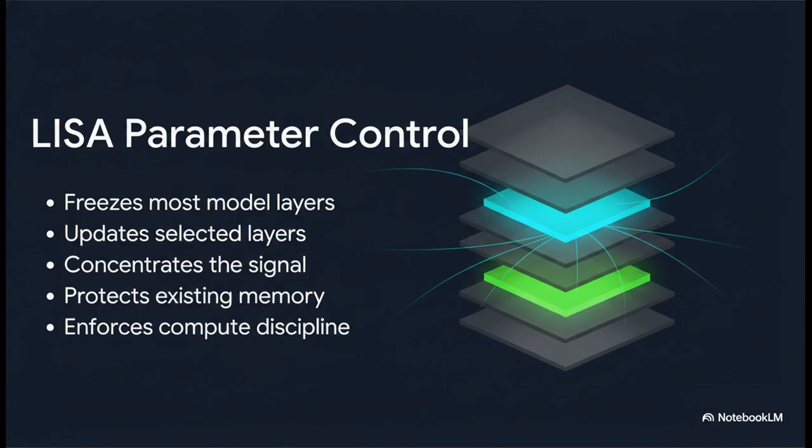Updating everything all the time is wildly expensive, and worse, it risks overriding those useful, stable structures the model has already learned. Lisa is essentially a surgical intervention. It freezes most of the layers to keep things stable, and it concentrates the learning energy strictly on the specific layers that actually need to adapt. This concentrates the signal, it protects the memory from catastrophic forgetting, and it enforces serious compute discipline. You're only spending energy where movement actually matters.